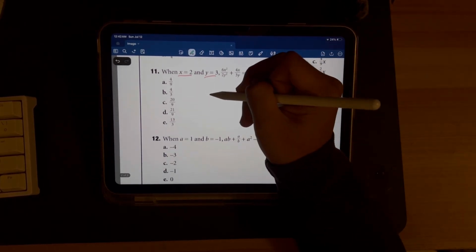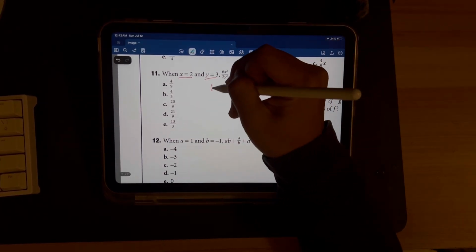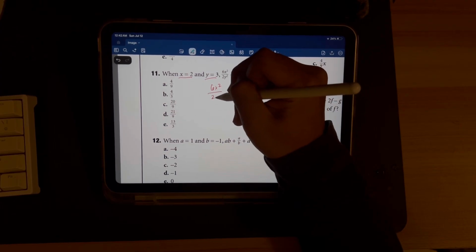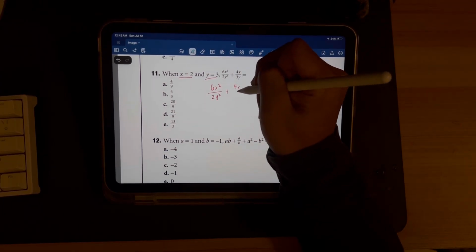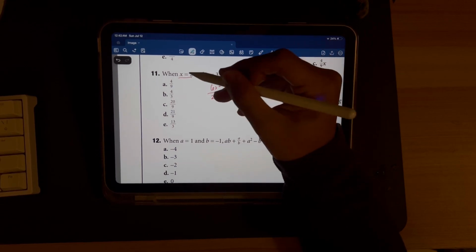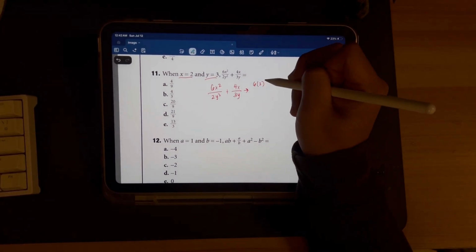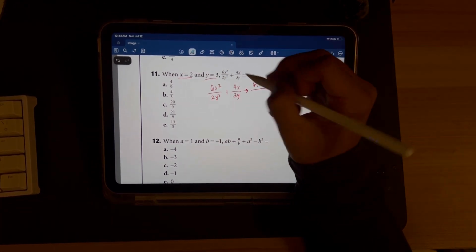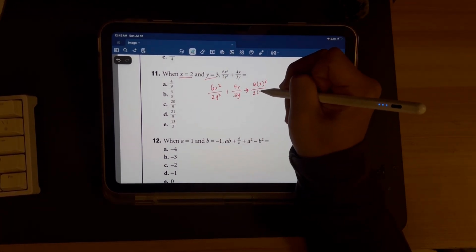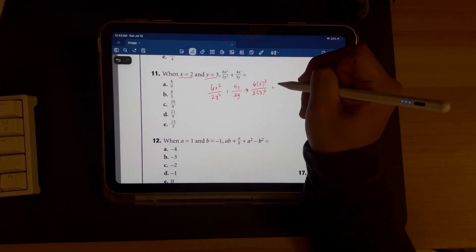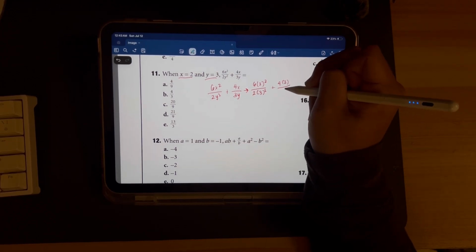The whole equation will become 6x squared over 2y squared plus 4x over 3y, and x is equal to 2. That's what becomes 6 squared over y is 3. That's what becomes 2 multiplied by 3 squared plus 4, all over 3 multiplied by 3.